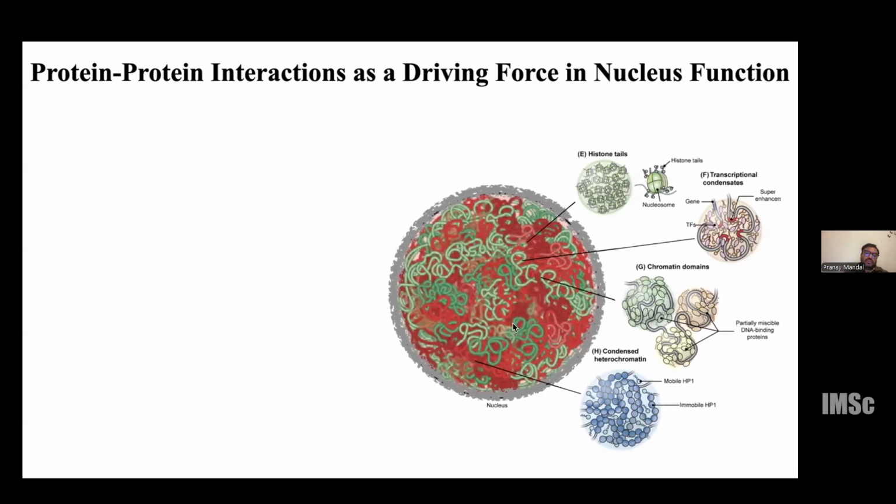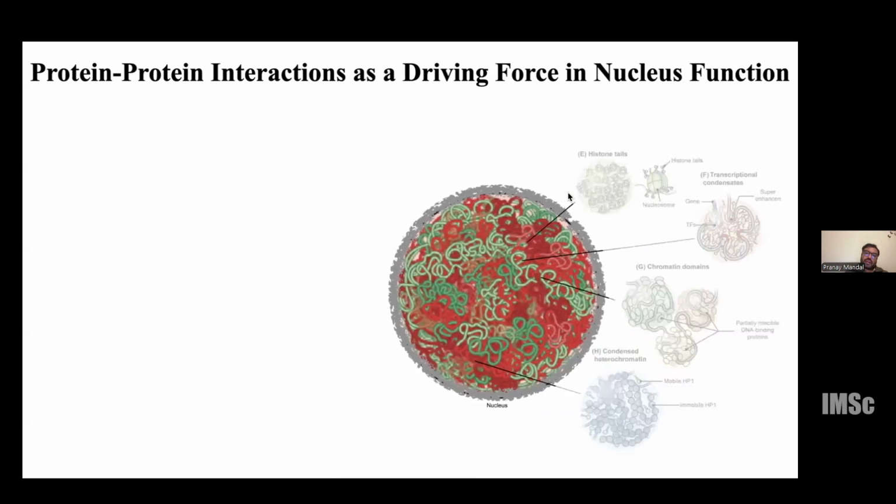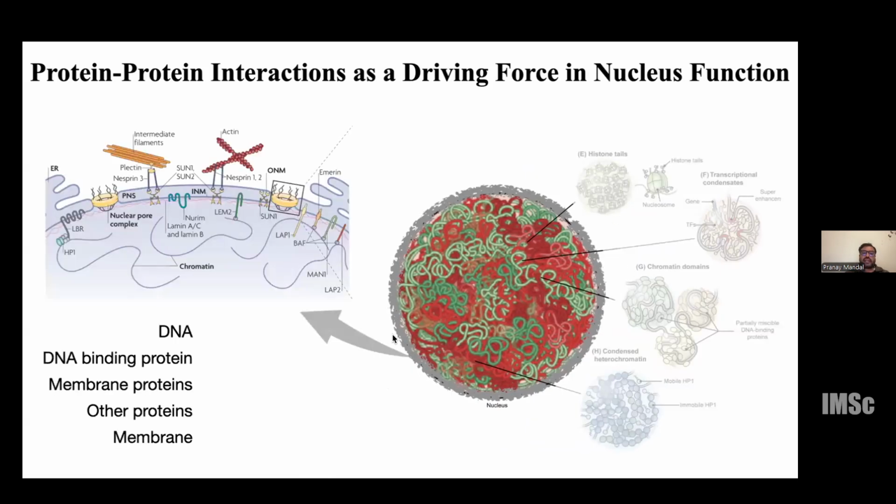In today's talk, I'm not going to talk about co-condensation inside the nucleus, but rather I will concentrate on the nuclear periphery. Because at the nuclear periphery, inside of the membrane, you have the chromatin surface, and then you have different inner nuclear membrane proteins which can bind to the chromatin. So you have these DNA binding proteins, membrane proteins, and membranes in addition to the DNA.